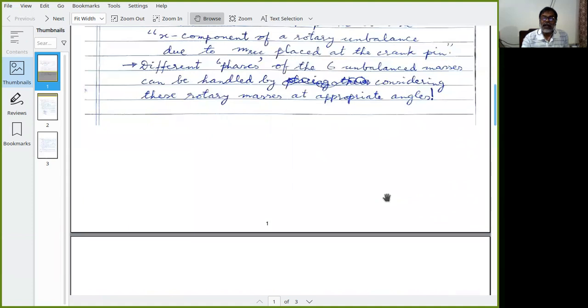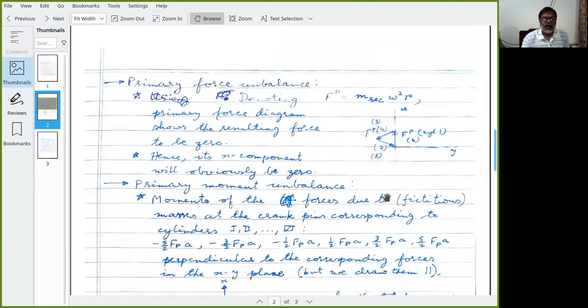Now, let us analyze the primary force unbalance. Let us say FP is this. The primary force diagram shows the resulting force to be zero. For cylinder 1, FP you get like this. Then for 4, for which the crankpin is at 120°, with the same magnitude, that will again be FP, here. Then 2 FP, like this, it's an equilateral triangle. And then the same thing repeats for 6, 3, and 5.